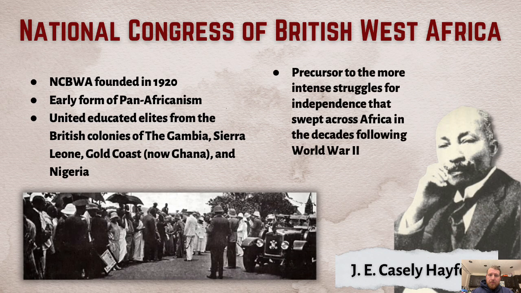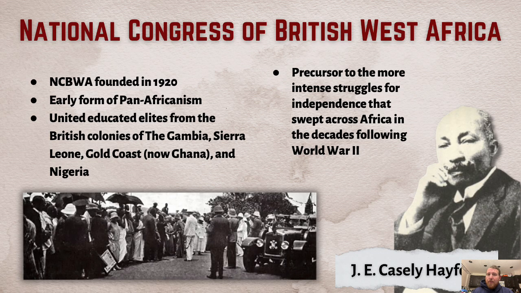All right, so the National Congress of British West Africa, or the NCBWA, was founded in 1920. It represented an early form of Pan-Africanism, which united educated elites from the British colonies of the Gambia, Sierra Leone, the Gold Coast, which is now Ghana, and Nigeria.